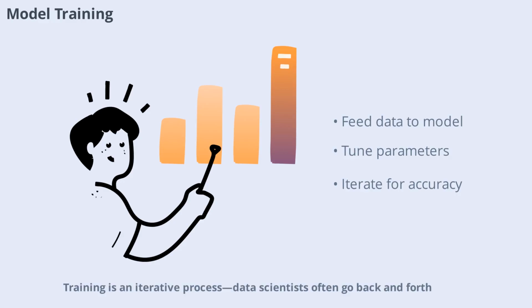Training is an iterative process. Data scientists often go back and forth, refining the model until it performs well. The goal is to create a model that generalizes well to new, unseen data.